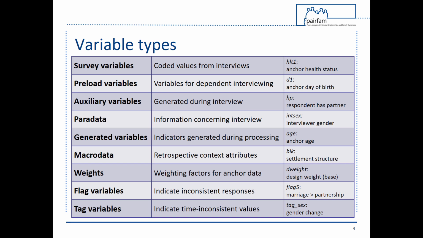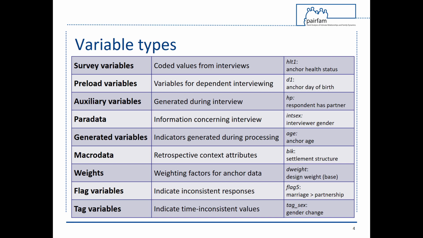Generated variables are indicators created during data processing to facilitate user analyses. For example, the variable age. During the interview, the anchor respondent's day, month, and year of birth is collected. From this information, the variable age is then generated during data processing to store the anchor respondent's age at the time of each interview.